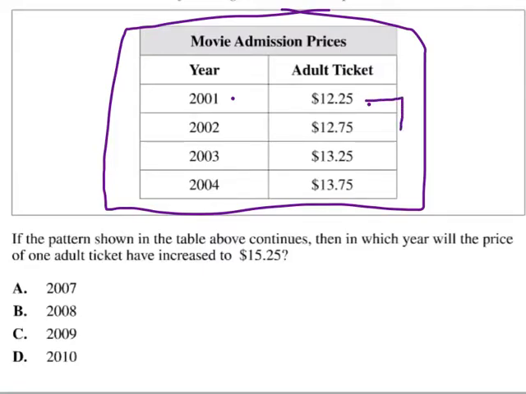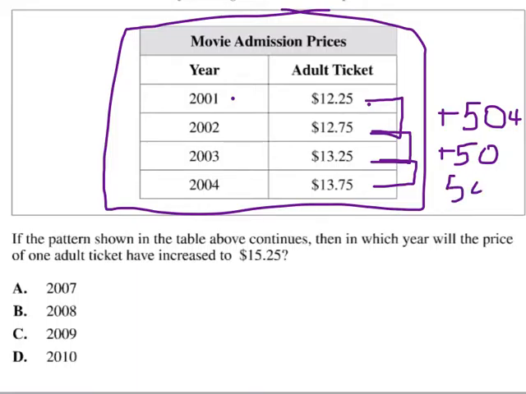So if I look here, $12.25 to $12.75 is going up 50 cents. So let's make sure that pattern continues. $12.75 to $13.25 is 50 cents again. And again, it's going up 50 cents every time. So I'm just going to continue that pattern. So the next year, if it goes up 50 cents, it will be $14.25. That will be 2005.